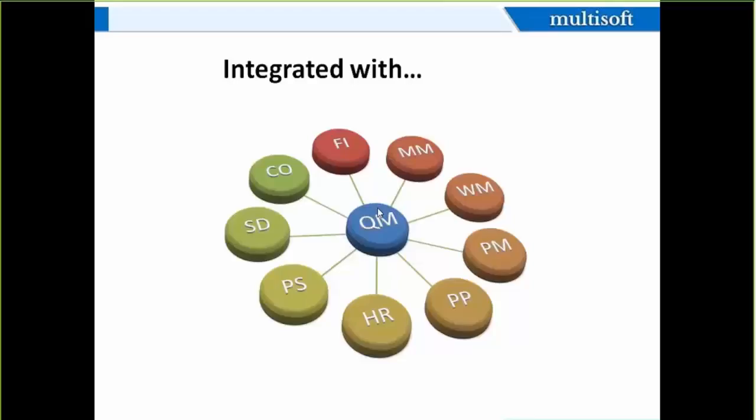For all these processes, you are spending some man hours, some machine hours, some materials, or some time. In order to calculate all those things, you need CO, controlling. In order to make the document for whatever you have spent on your quality related processes, operations, or scenarios, you must have the integration with FI. So each and every module integrated with QM is very important.